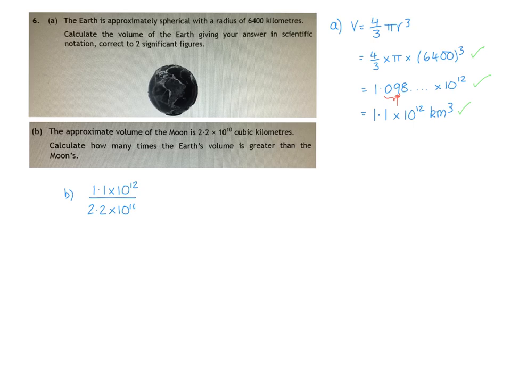And when we put that into our calculators, we get 50. So that means that the Earth has a volume that's 50 times larger than the Moon's. So your first mark was for knowing to divide and for getting them the right way around, and your final answer gets you your second mark.